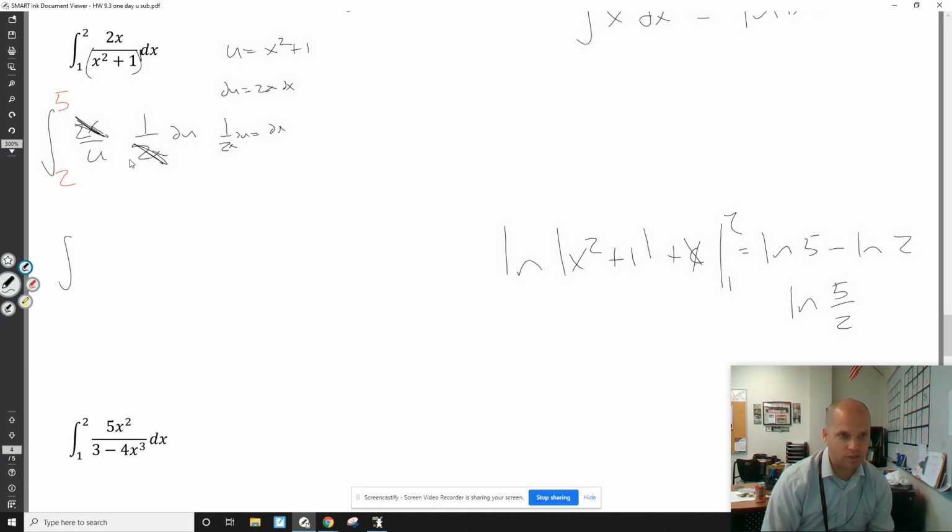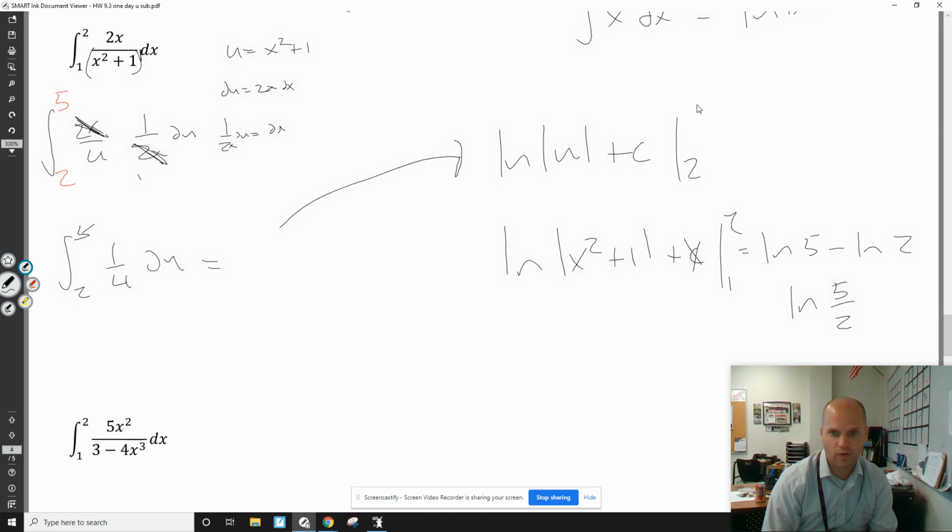Since both of the 2x's cancel, it's just the integral from 2 to 5 of 1 over u du. The antiderivative of that is log absolute u plus c from 2 to 5, which is the exact same thing as log x squared plus 1 from 1 to 2. Okay?